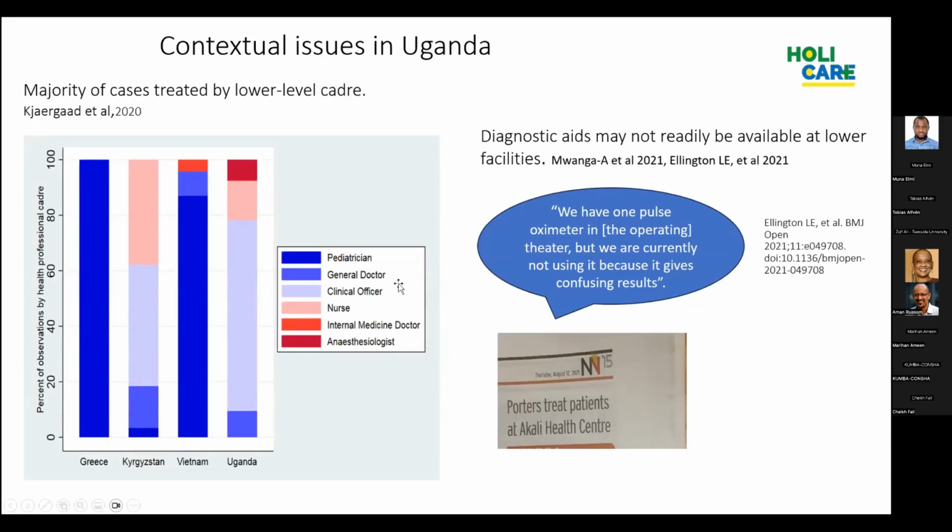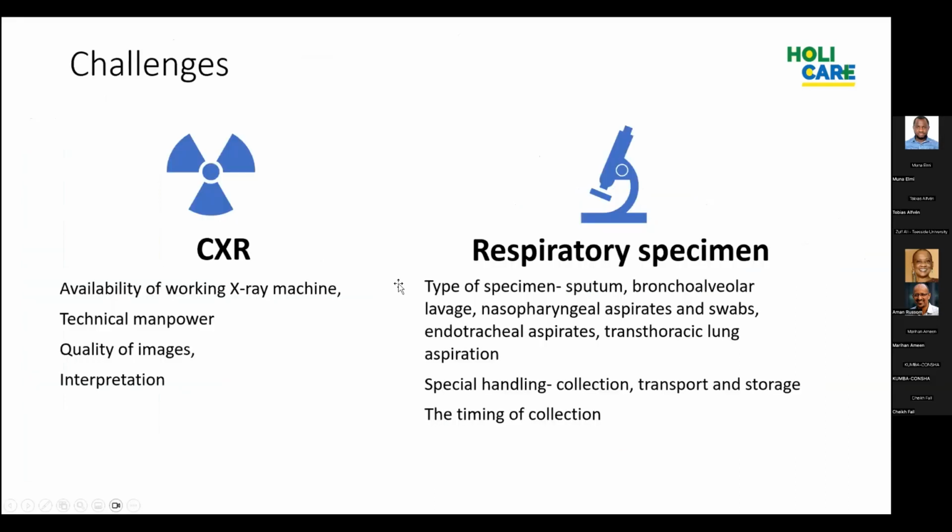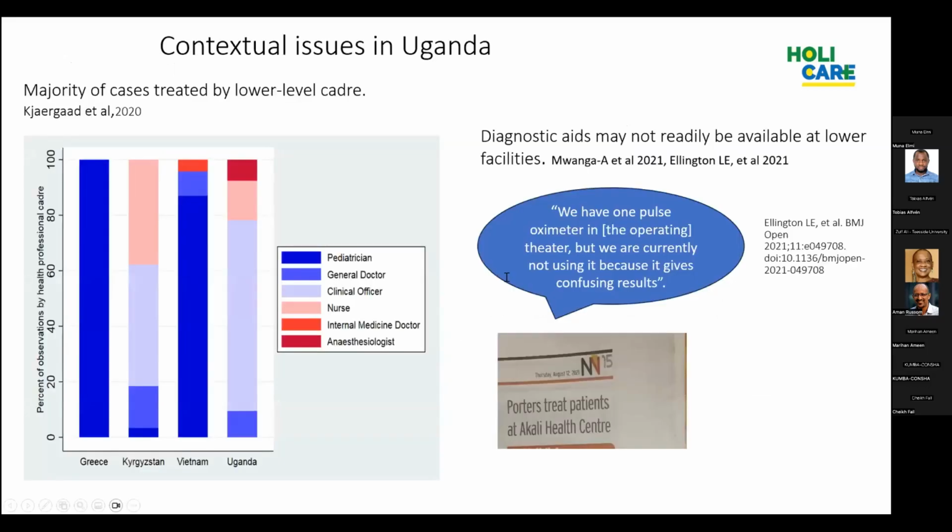Thank you. Okay. So the specimen may be invasive to get, but also you have to time getting the specimen to be able to find the organisms, knowing in the background that many of the patients would have taken antibiotics before they present for healthcare. Now, contextual issues in Uganda, we see that the majority of children are seen by healthcare workers of a lower cadre.